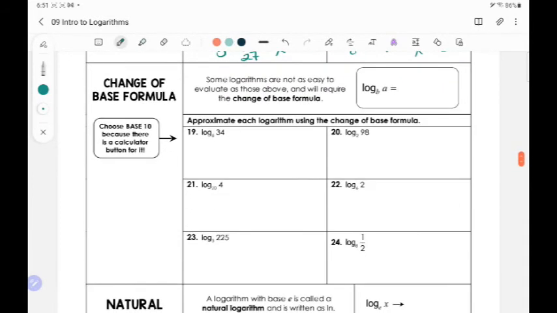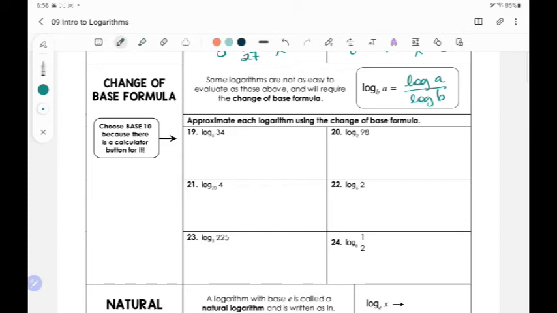Now let's look at a formula. It says right here, some logarithms are not as easy to evaluate as those above and will require the change of base formula. So look at this. Log base b of a can be calculated by doing log a over log b. Now I'll go ahead and let you know you're going to want your calculator for this. No need to try to do this in another way. Your calculator has a log button and you're going to need it, okay?